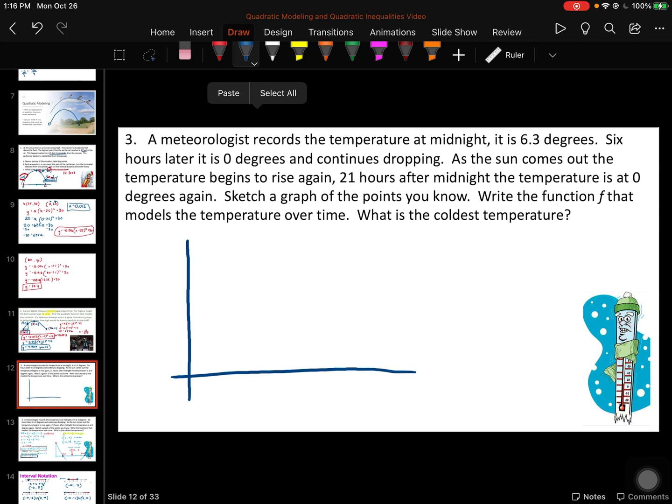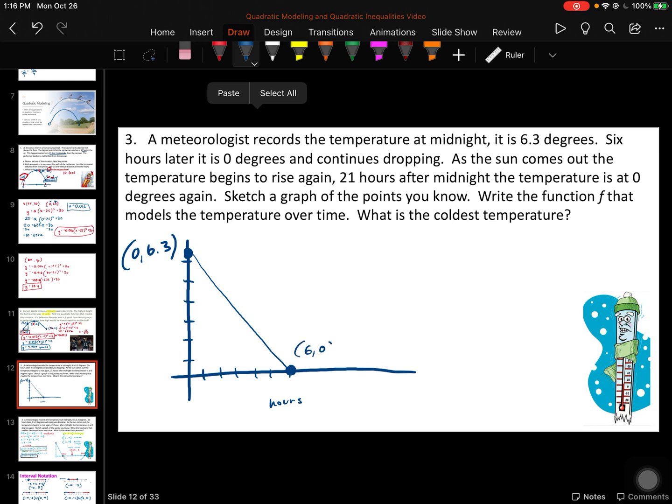For my picture, I'm saying we're starting out at midnight. So at midnight, it is 6.3 degrees. So let's go 1, 2, 3, 4, 5, 6. So after 0 hours, we're at 6.3 degrees. 6 hours later, it is 0 degrees. So this was 0 hours, or on our x. So I'm going to say 1, 2, 3, 4, 5, 6. 6 hours later, we're at 0 degrees. So here's the beginning of your parabola. It's going something like that.